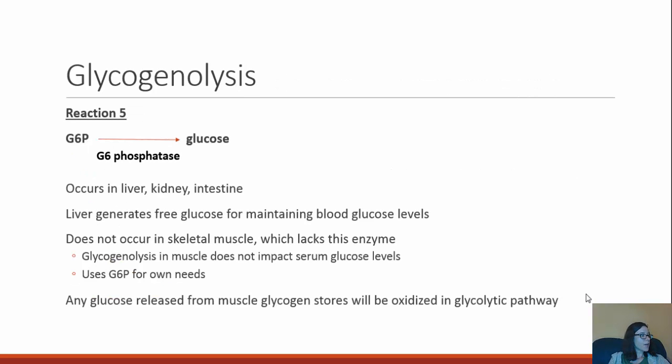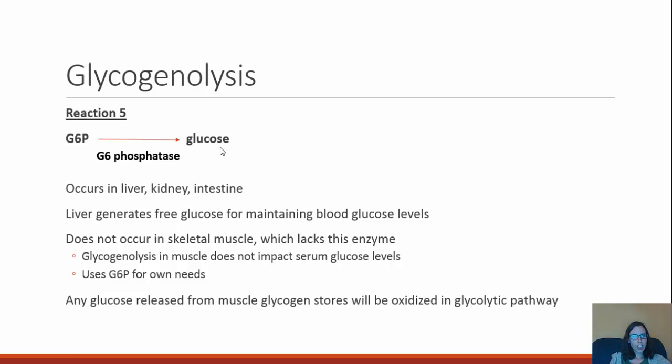Okay, and then we have our last reaction. So we have G6P from our last reaction, and then we have G6P phosphatase, which is going to remove this phosphate group from the glucose molecule, and we're left with plain old glucose. So in this way, we've taken the glucose from the glycogen molecule and made it pure, free glucose.